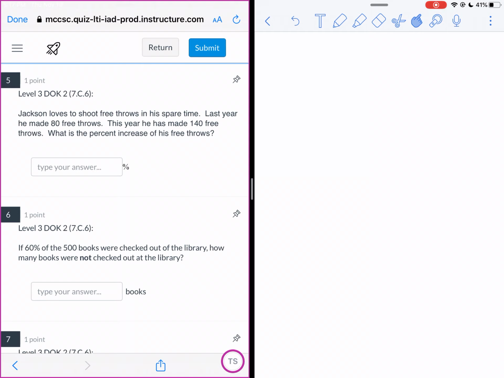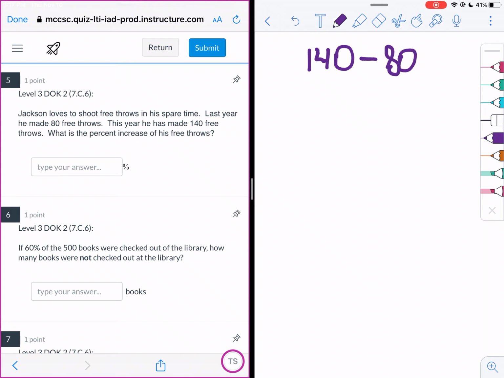All right, number 5. Jackson loves to shoot free throws. Last year, he made 80 free throws. This year, he has made 140 free throws. What is the percent increase of his free throws? When we're doing percent increase or decrease, that's percent change. To find percent change, we have to do our larger number, which in this case is 140, subtract our smaller number of 80 and divide by the original. That's whichever one it started with. He started at 80 last year and then 140 this year, so 80 is our starting point.